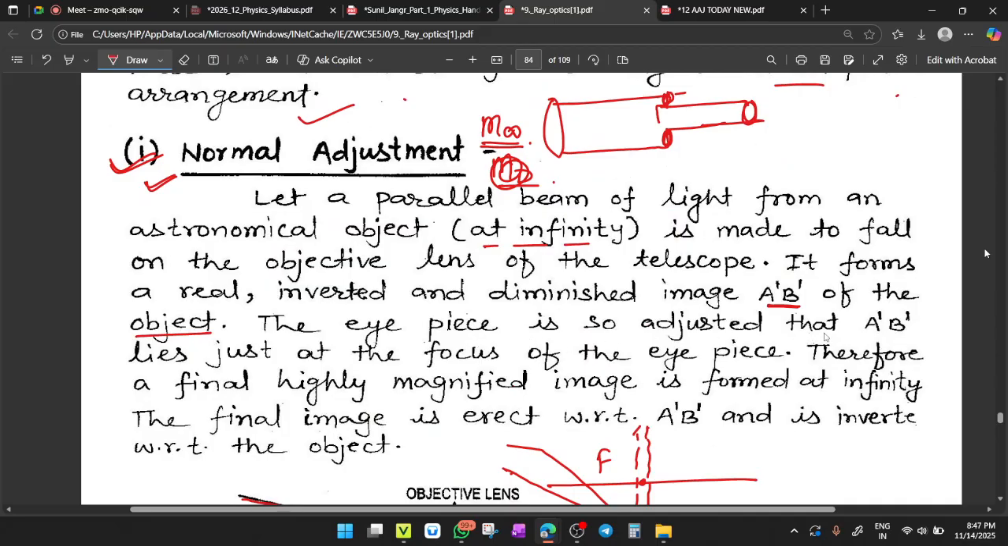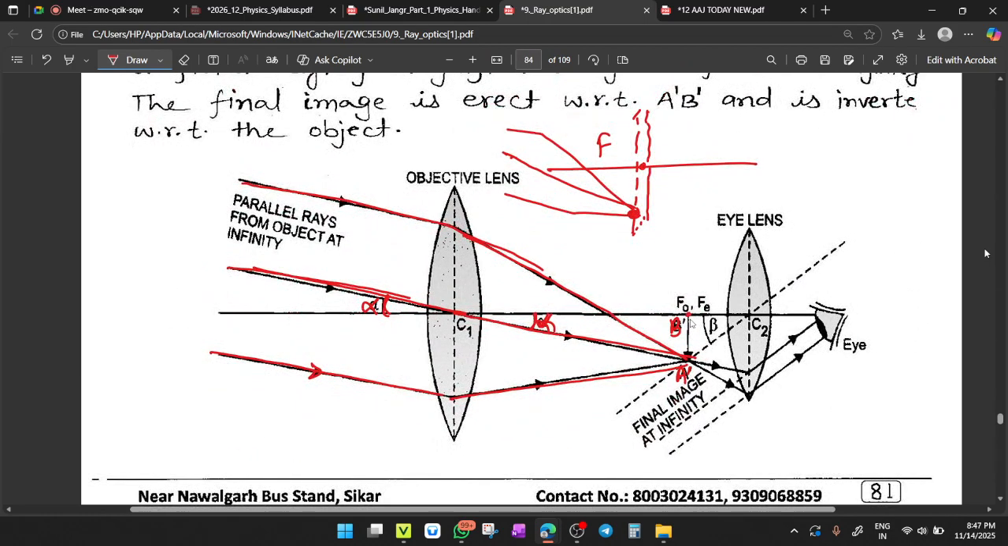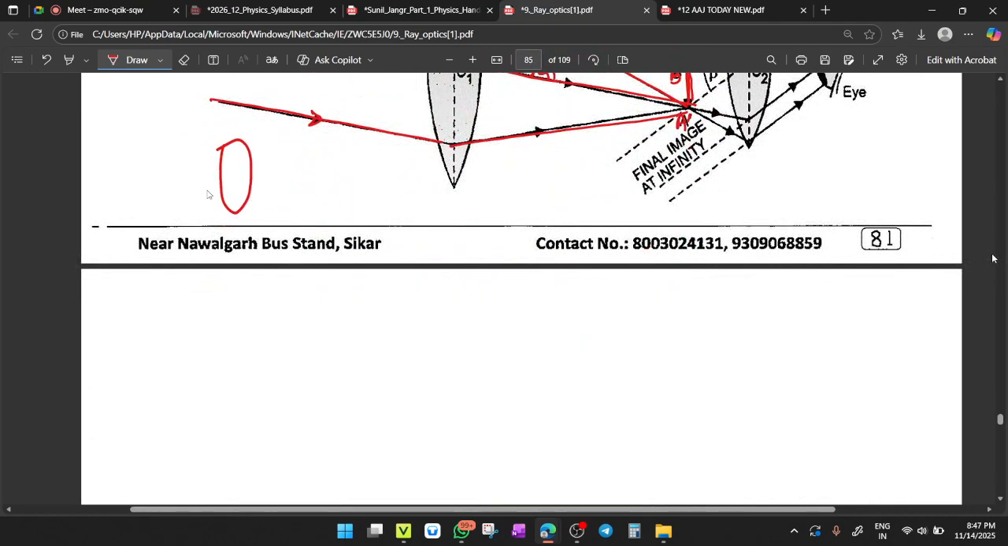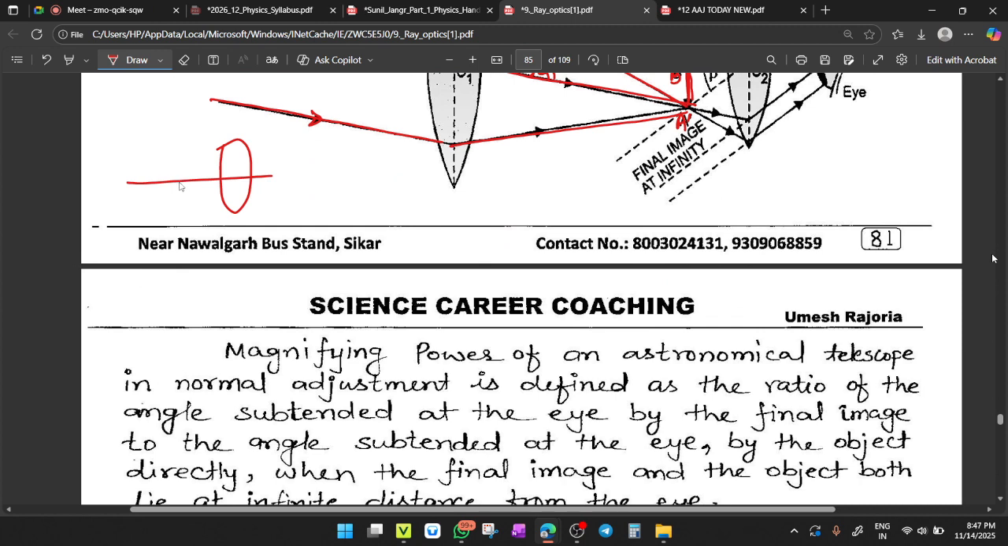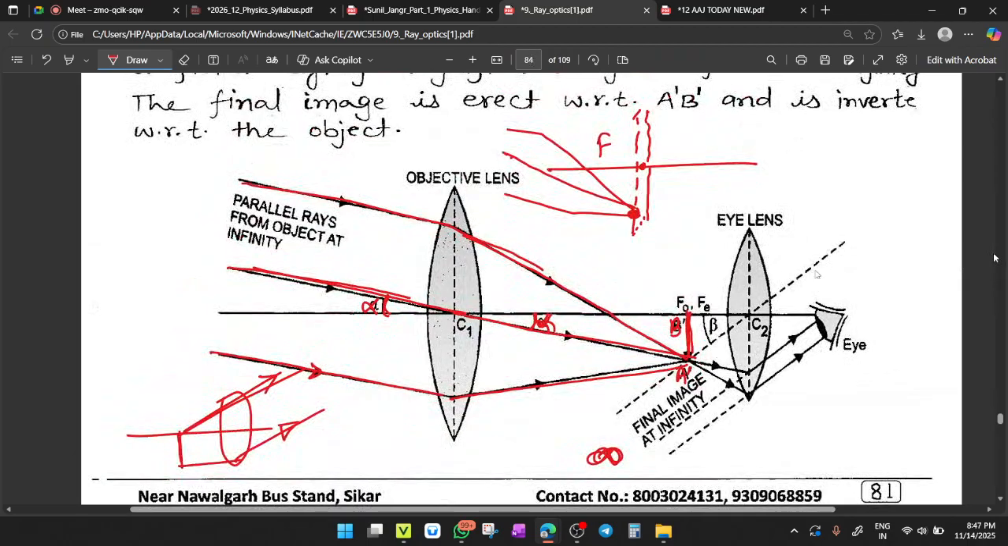The eyepiece is so adjusted, yes, we are talking about normal adjustment, that A'B' just lies on the focus. When your object is lying on the focus, what will happen? The rays coming from the focus become parallel and never intersect each other, and your final image will be formed at infinity.